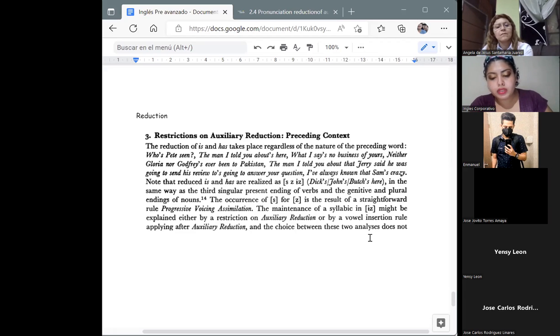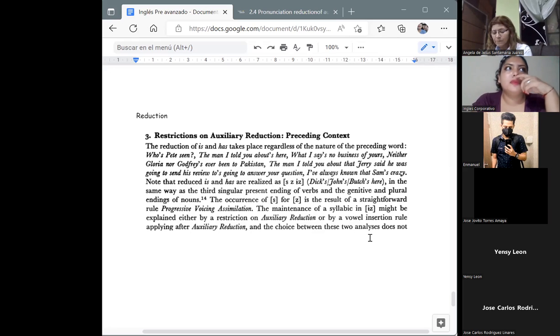It is natural to suppose that just as the reduced form of is or has corresponds to the S, Z inflectional endings, so the reduced forms of will and had correspond to the T, D inflectional endings, the regular past tense and past participle endings, but also will and had contract after vowels. And we have some examples here. And we add the D, that is corresponding to will or to had.